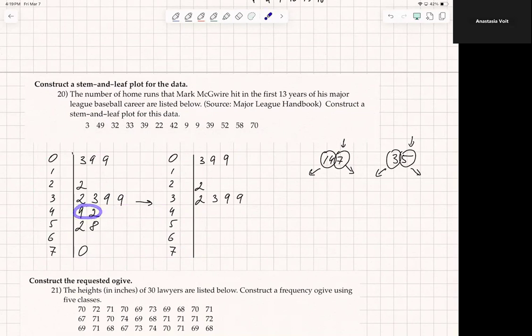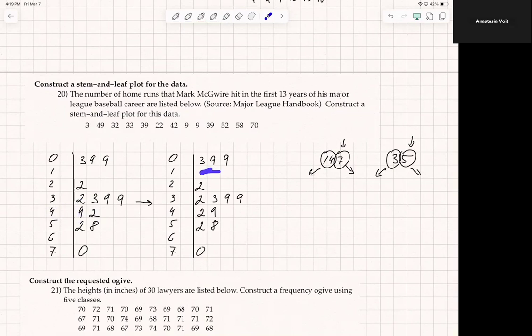Right here, it's not sorted, right? So we have 49 and then we have 42. So 2 is smaller than 9, so we just need to switch their order, right? We have 2 and 9 here. And then the rest is, again, in order, so everything is fine.